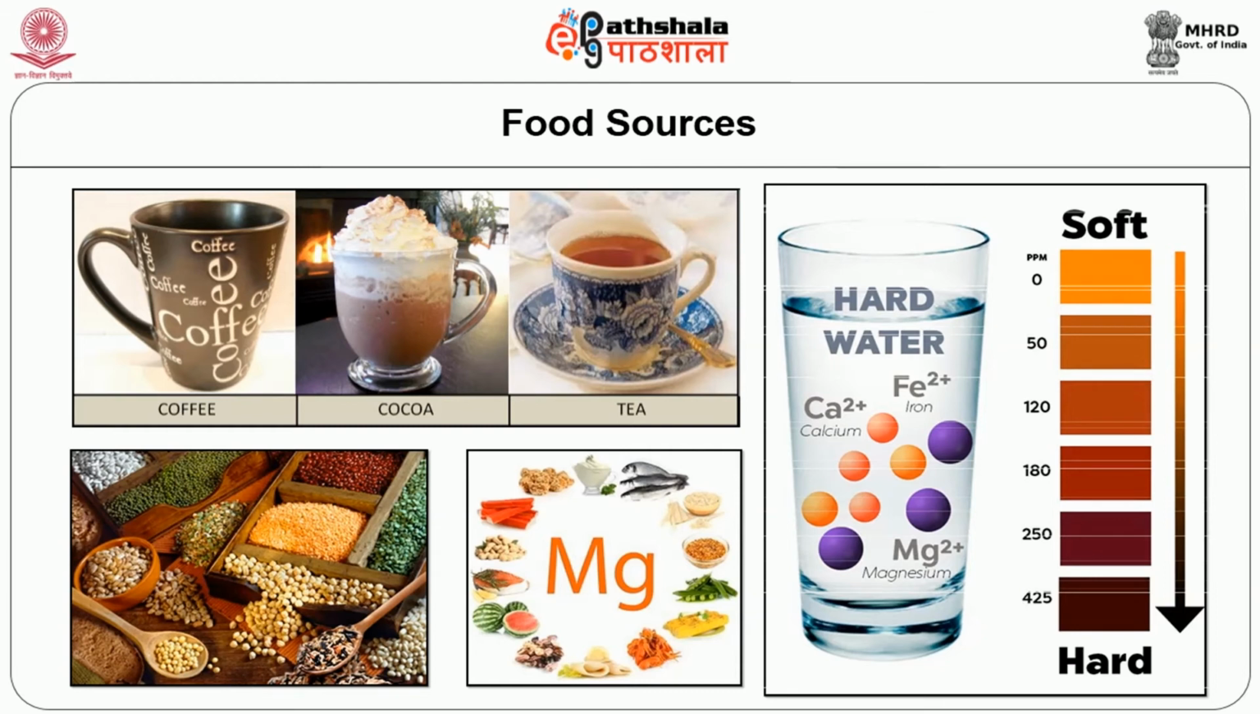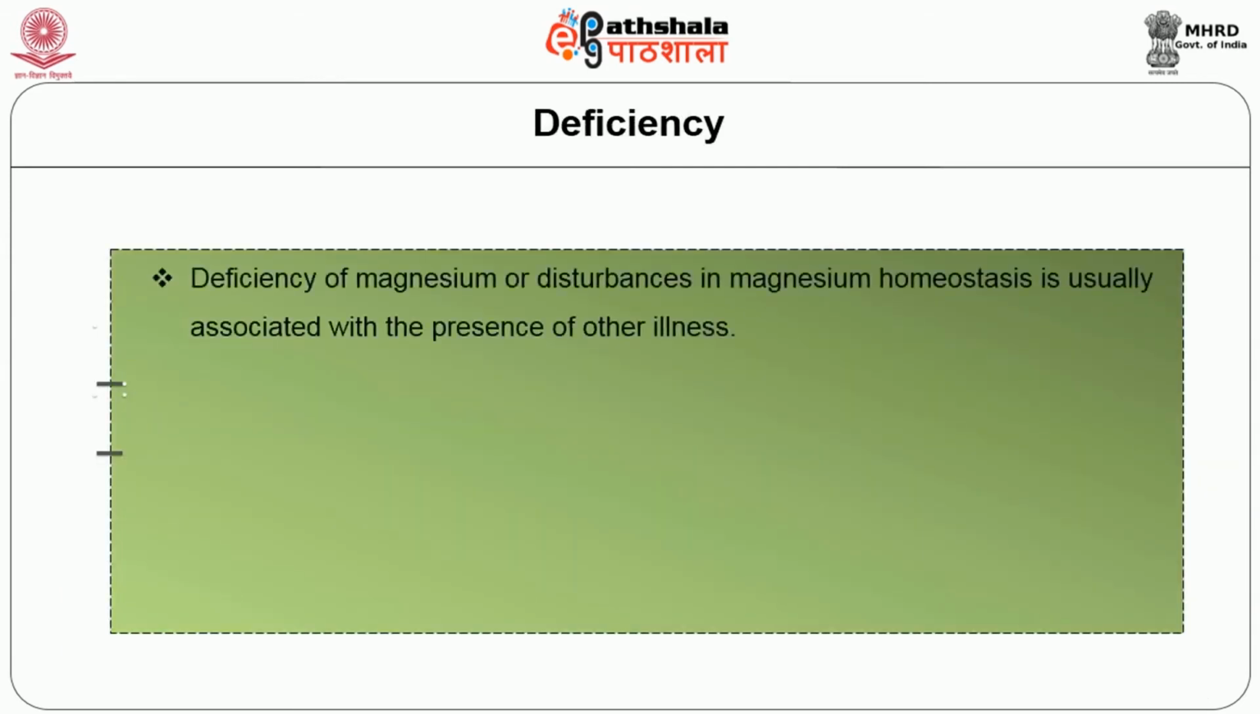Processing of foods may substantially reduce magnesium content in the foods. Deficiency of magnesium or disturbances in magnesium homeostasis is usually associated with the presence of other illness.